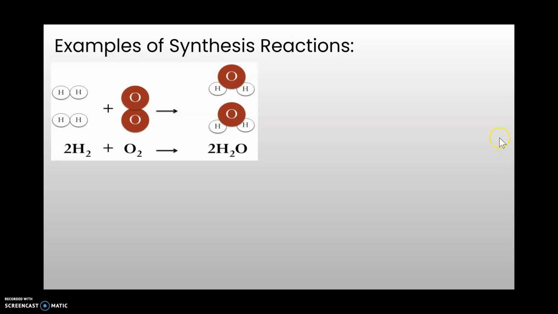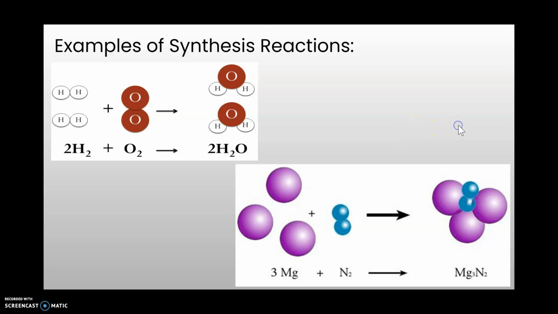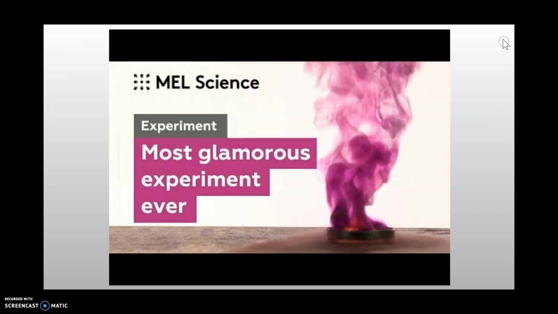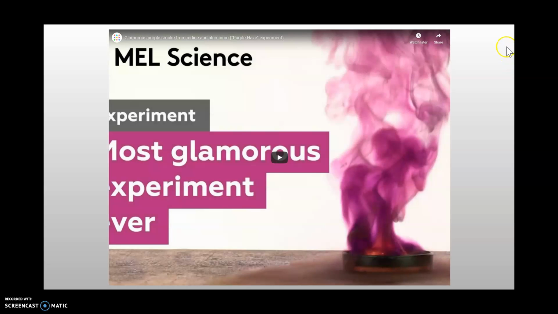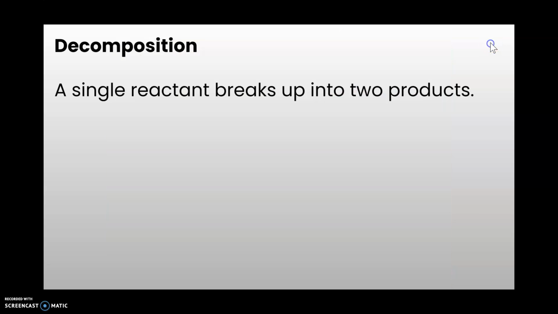Okay, examples of this. Hydrogen and oxygen, those would be your reactants to create water. That's your product. And then another one is magnesium plus nitrogen, so again, your 2 reactants, and then you've got one product, the magnesium nitride. Okay, here's some little videos, so go ahead and pause the video and you can watch that.